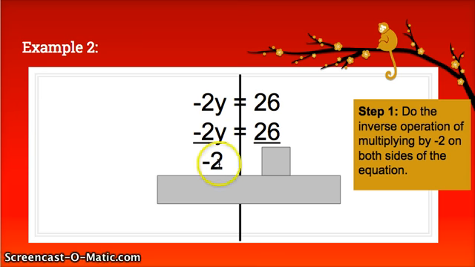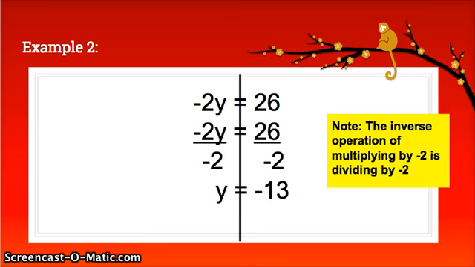We put it over -2. And then what I do to the left-hand side, I must also do to the right-hand side. So I do 26 over -2, which represents 26 divided by -2. A negative divided by a negative is a positive. So -2 divided by -2 is 1. That's what I wanted. So then I have y by itself on the left-hand side. And then on the right-hand side, a positive divided by a negative is a negative. So I have 26 divided by -2 is a -13.